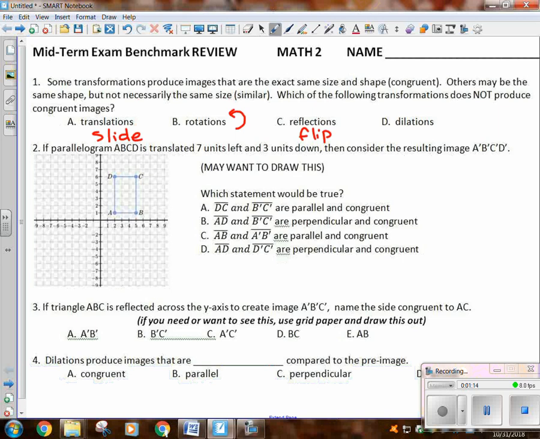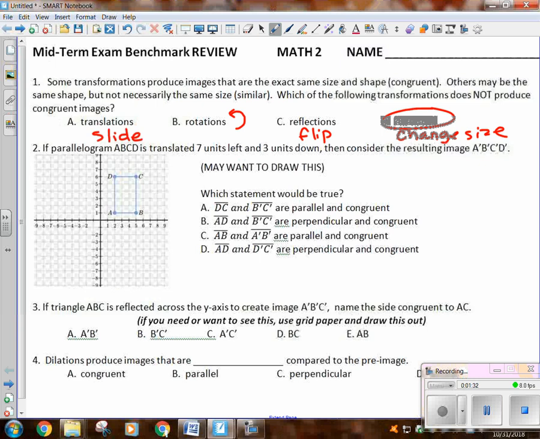But when you dilate, you actually change the size. So when you change the size, it is no longer congruent. So therefore, dilations are the ones that do not produce congruent images. Number two, if the parallelogram ABCD is translated 7 units left, 3 units down, consider the resulting image.